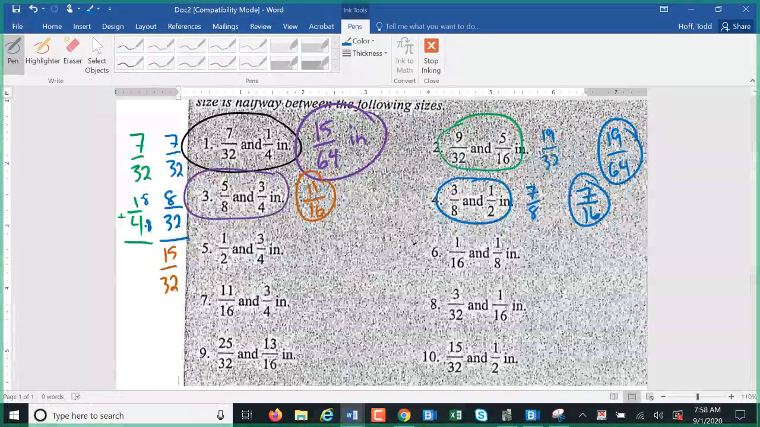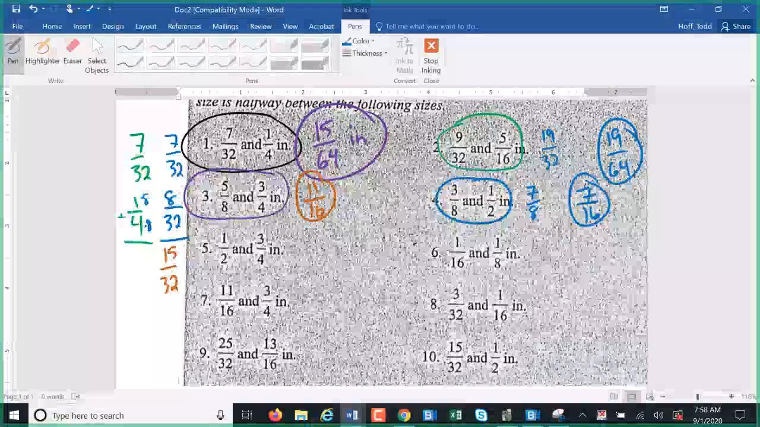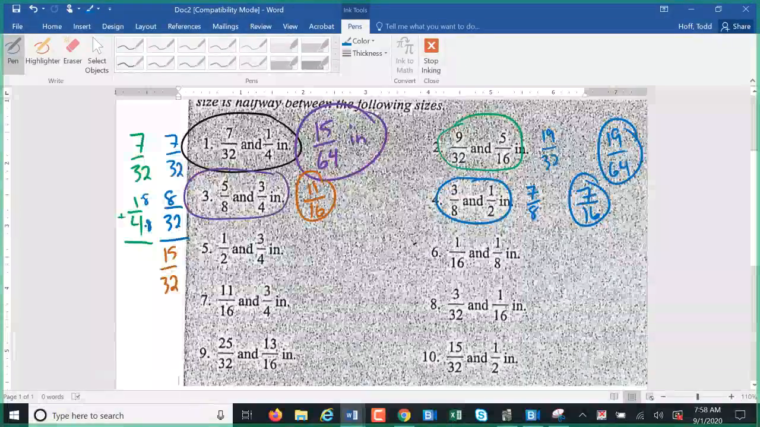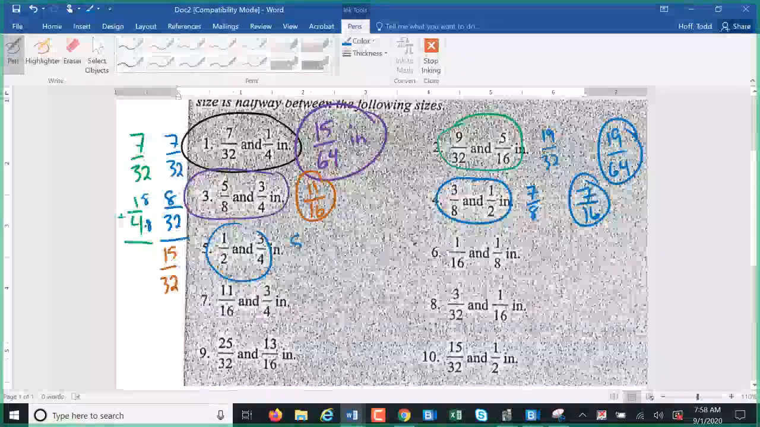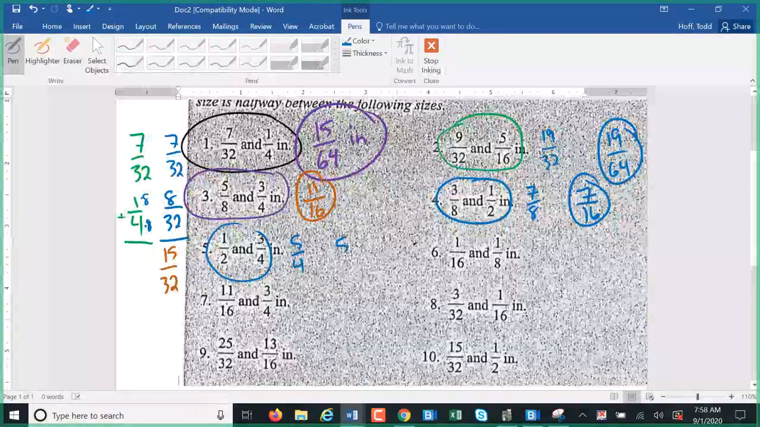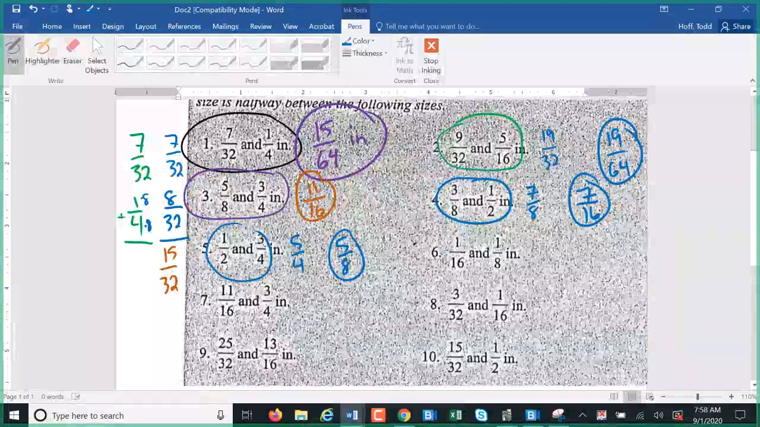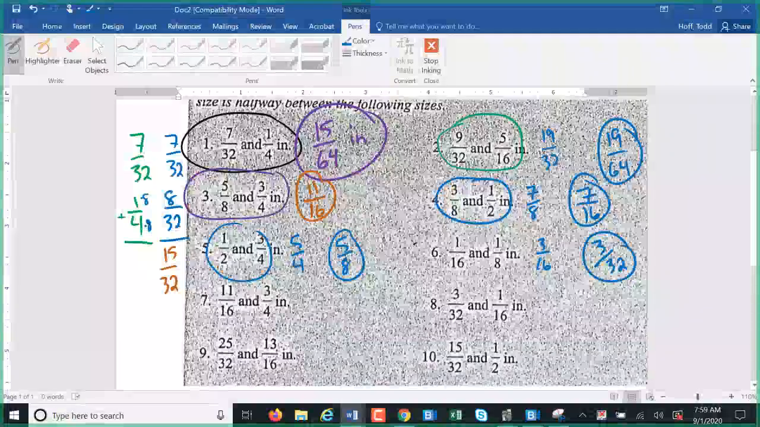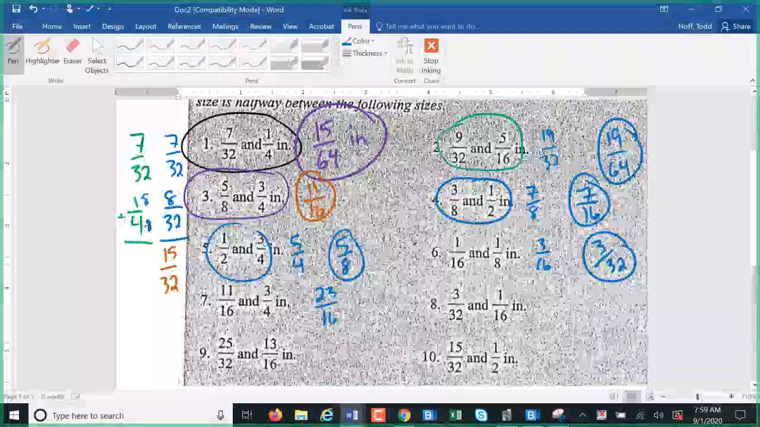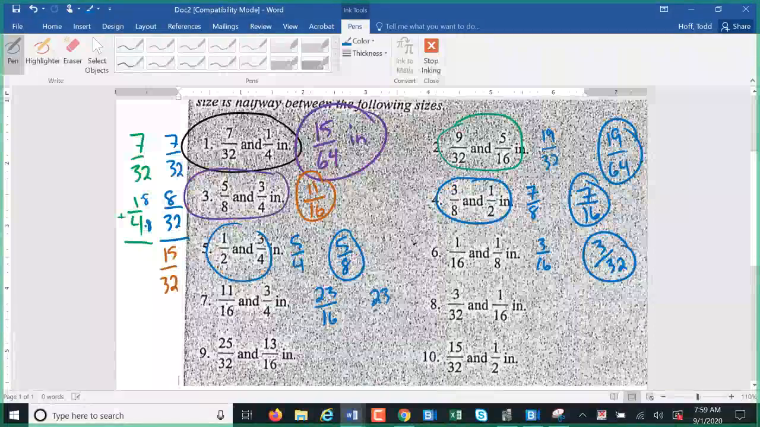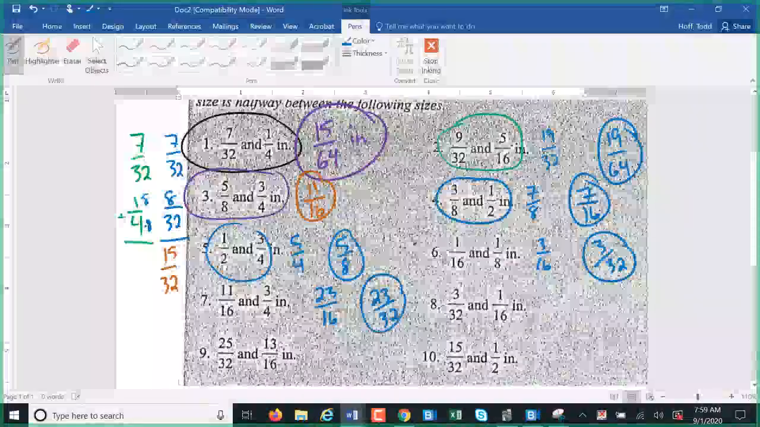Any questions so far? Okay, number 5. We're going to add 1/2 and 3/4 to get 5/4. Divided by 2 is 5/8. Number 6, 1/16 and 1/8 add to make 3/16. Divided by 2 is 3/32. Number 7, 11/16 and 3/4 are going to make 23/16. Divided by 2 is 23/32.